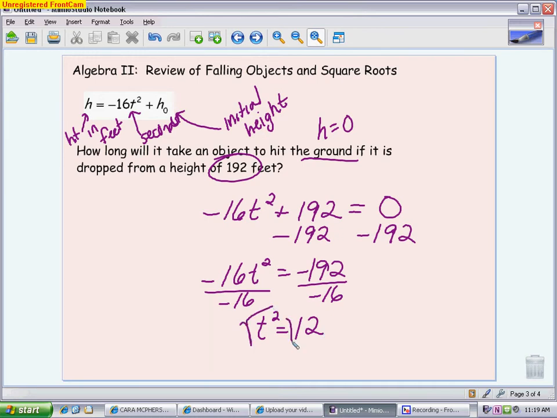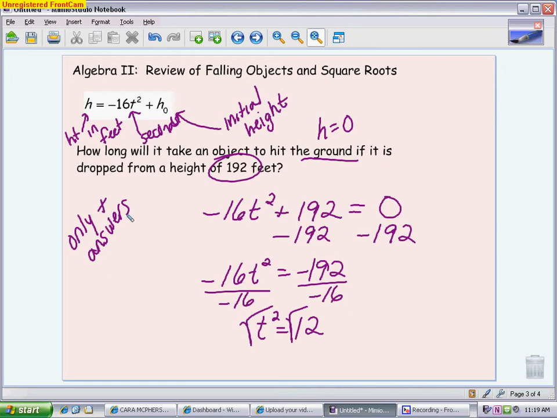Now, in most situations, when you take the square root of both sides, we immediately write down plus or minus because we know we get two answers. However, in this particular circumstance, your answer is representing time, and you do not have negative time. We are not going backwards in time, so I only want the positive answer in this type of situation. So I'm going to write that off to the side. Only positive answers make sense whenever your answer represents time. So we're going to take the square root of 12.